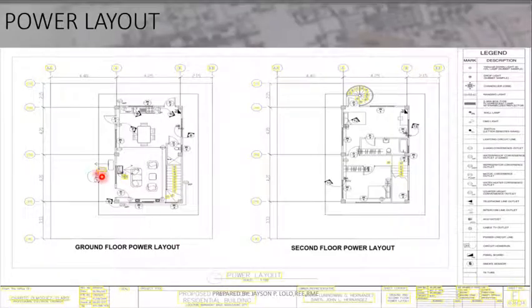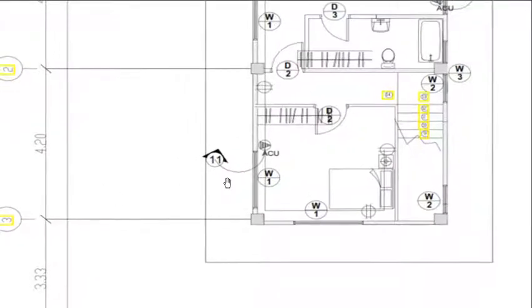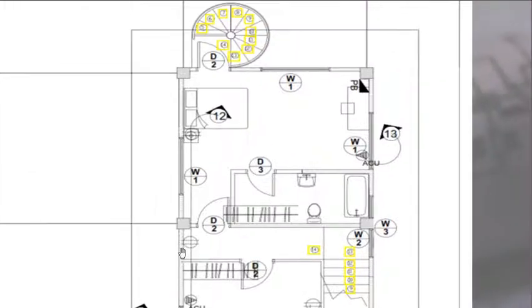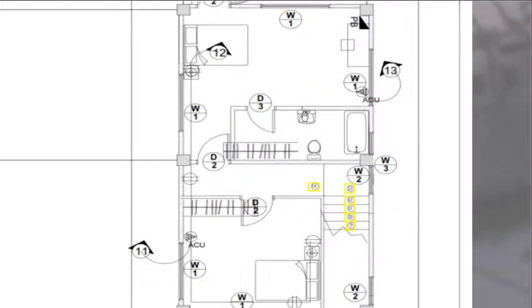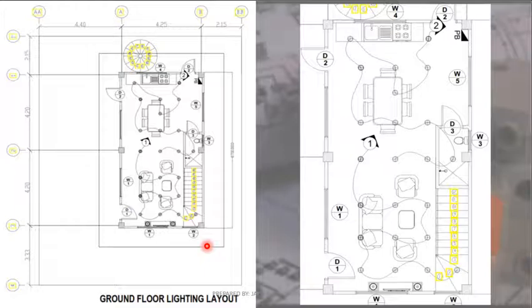For the power layout, there's a ground floor power layout together with the legend symbols, or electrical symbols. Then let's proceed to the circuiting. Before you proceed to the numbering of the circuiting in the power layout, I just want to inform you that you need to finish the numbering on the lighting first.